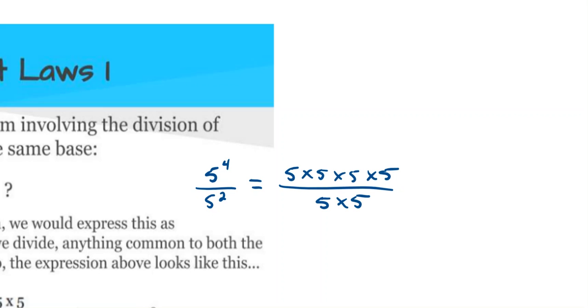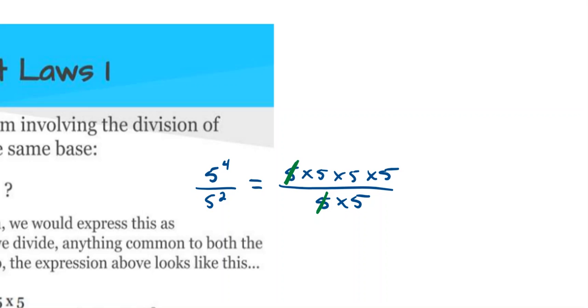Does anyone see what's going to happen here? You can cancel out two of the 5s at the bottom, so then you can put two 5s at the top. Do you guys see that move? I get to cancel one of those 5s with one of those 5s, because 5 over 5 is what? It's 1. 5 divided by 5 is 1.